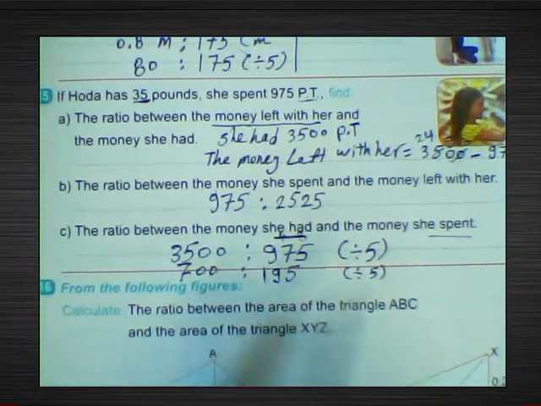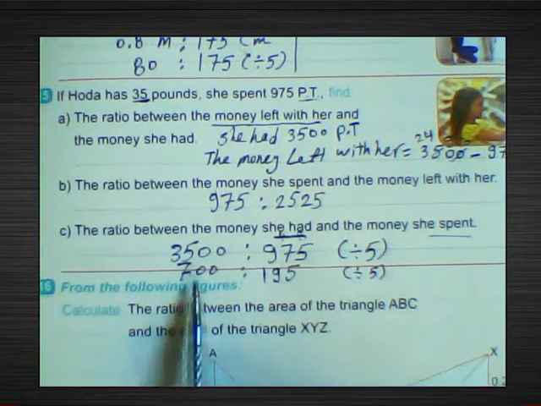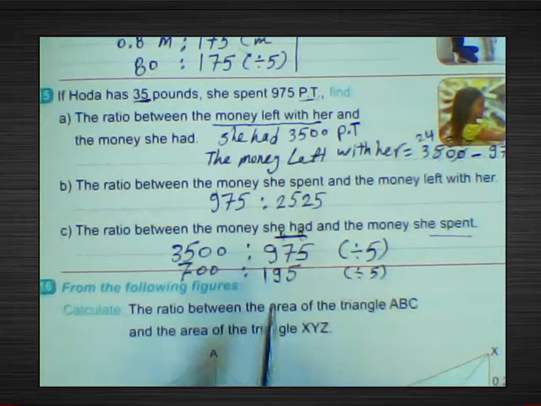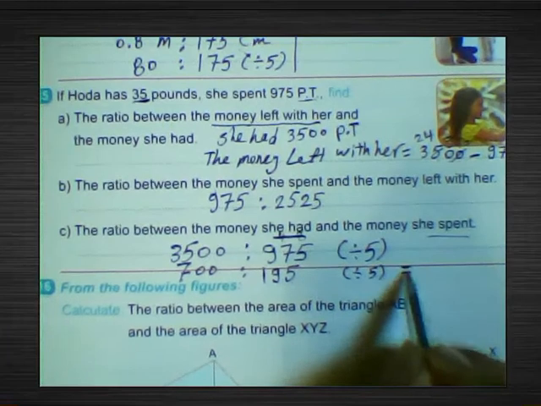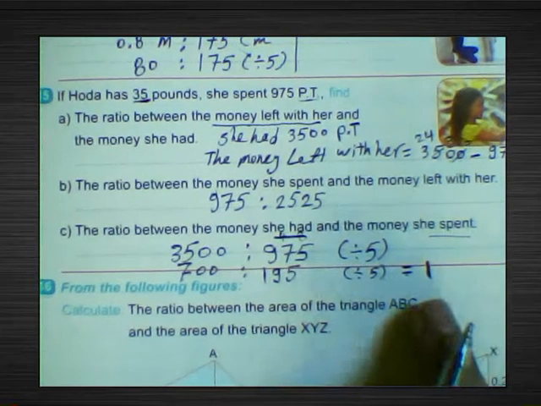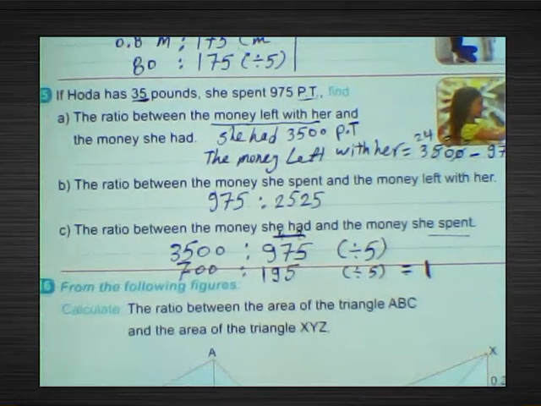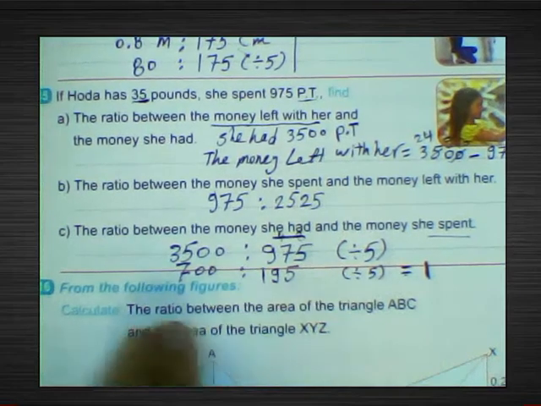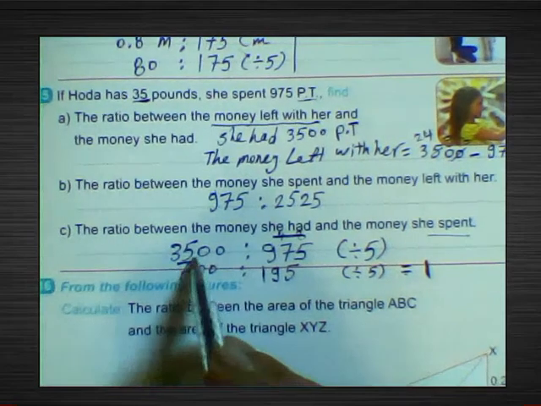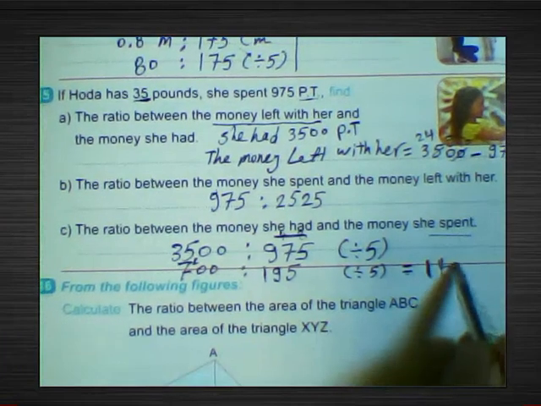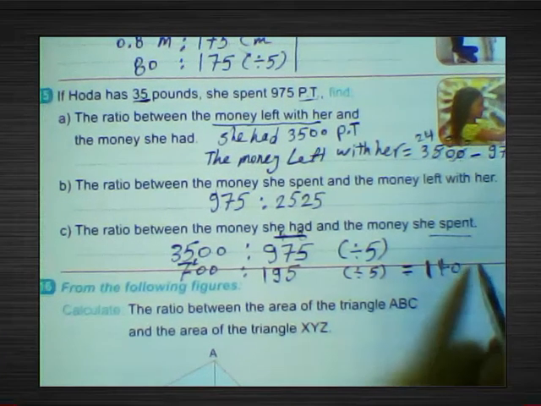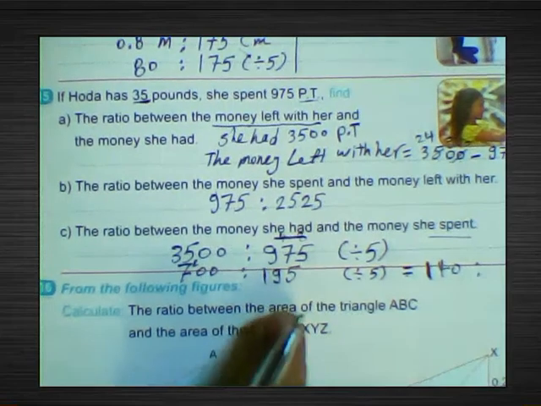700 divided by 5. 7 divided by 5 equals 1, and the remainder, I will write it here, the number in the simplest form. Again, 7 divided by 5 equals 1, and the remainder 2. 20 divided by 5 equals 4. 0 divided by 5 equals 0. So the result will be 140 to 195 divided by 5.